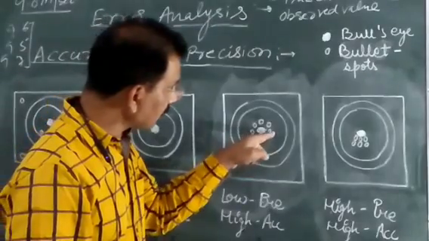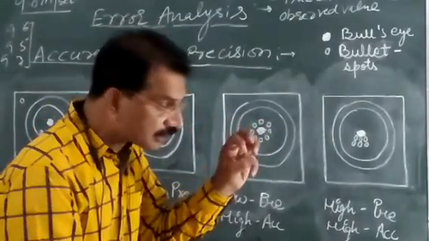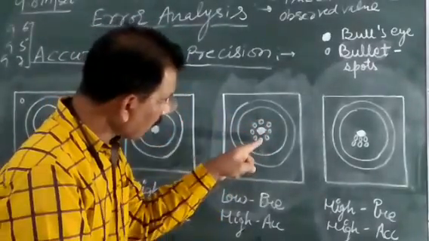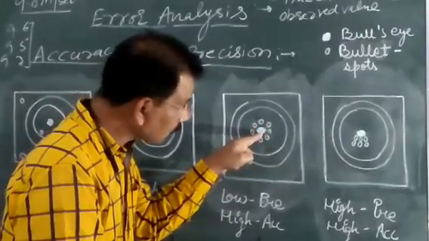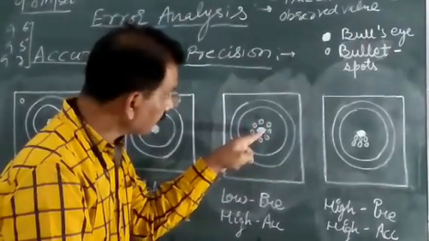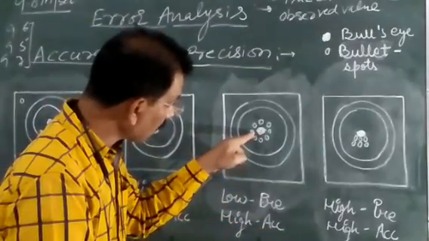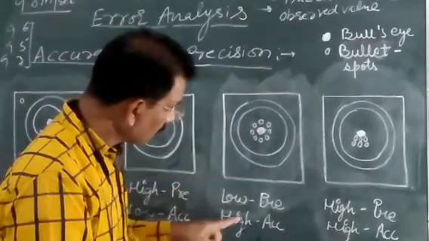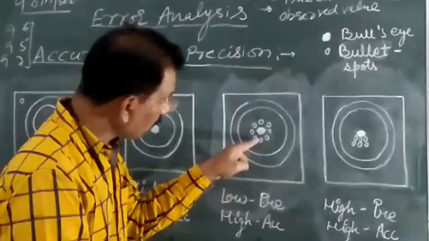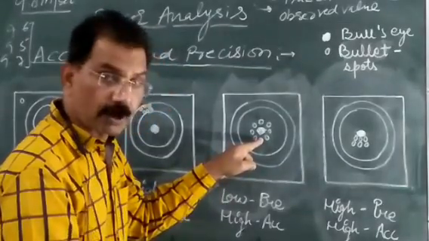It means all these attempts do not form a cluster, not very close, but all these attempts are close to the bull's eyes. It means its accuracy is high because all these attempts are close to the bull's eyes. And why low precision? Because all these clusters are far from each other.